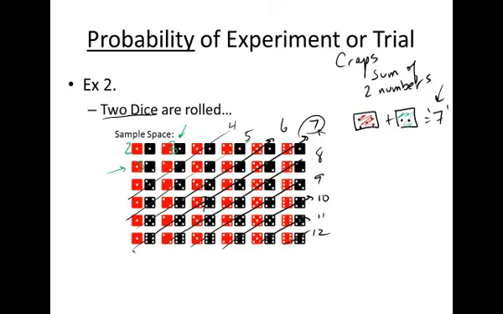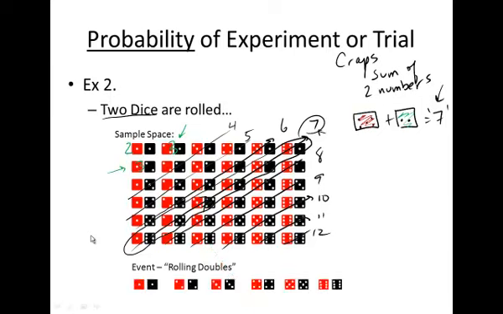You'll notice that 7 is the most frequently occurring sum in this sample space. How many ways are there to get a 7? You can just count. 1, 2, 3, 4, 5, 6 ways to get a 7.